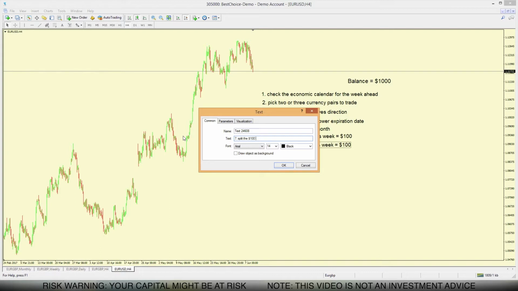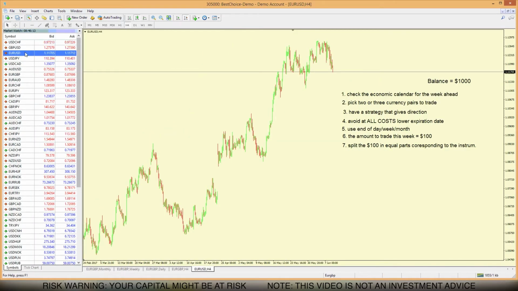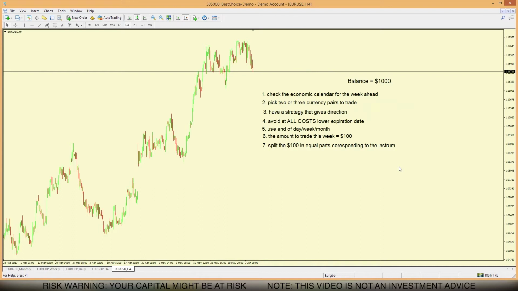So split the $100 in equal parts corresponding to the instruments. Namely, if you decided that you trade, I don't know, 3 currency pairs or 4 currency pairs, then you split the 100 into $25 for every currency pair. Alright? So we have $25 for, let's say we trade this week Euro US dollar, Euro Great Britain pound, US dollar Swiss franc, and Australian dollar US dollar. For every currency pair, $25.